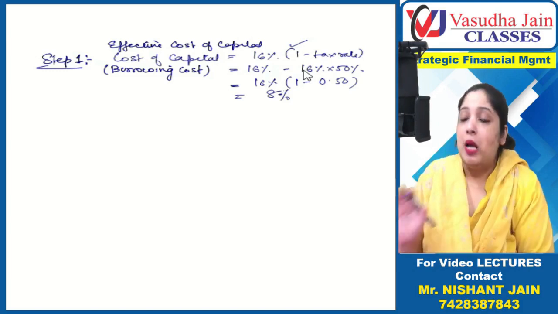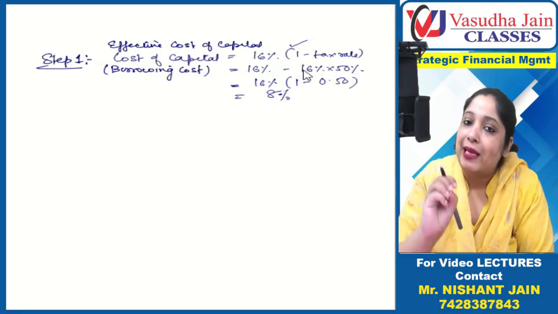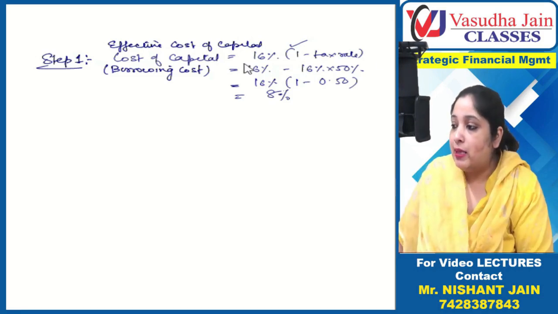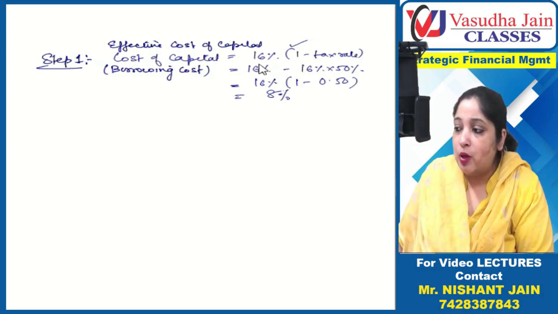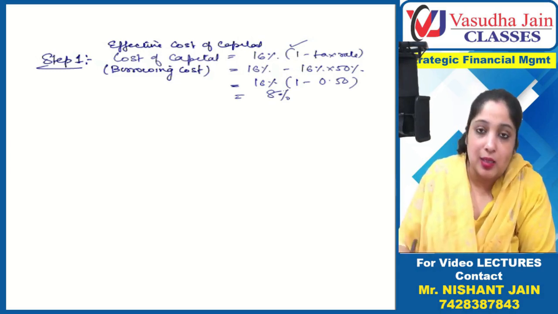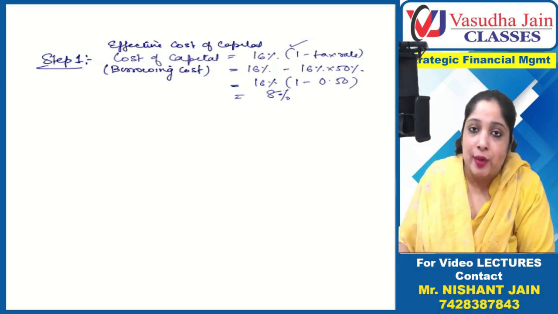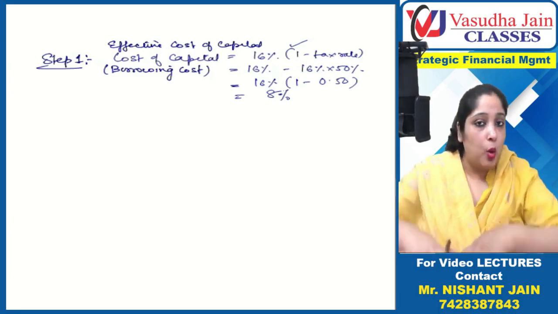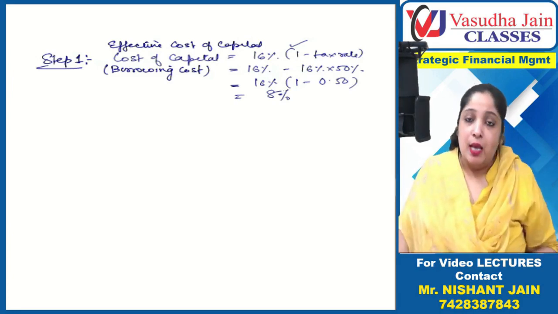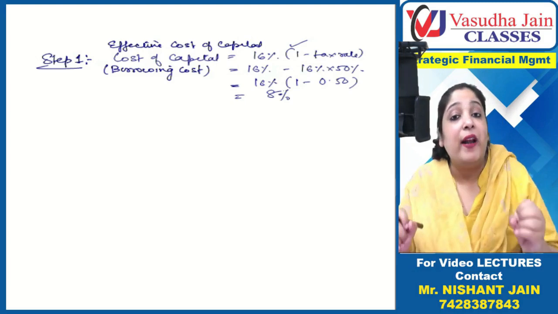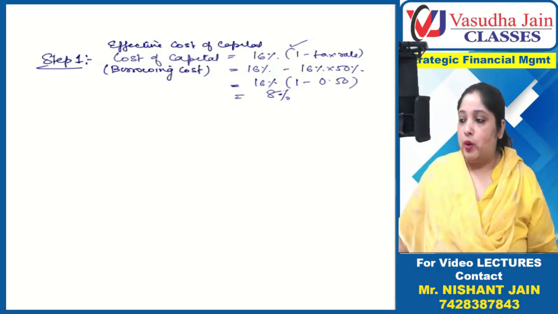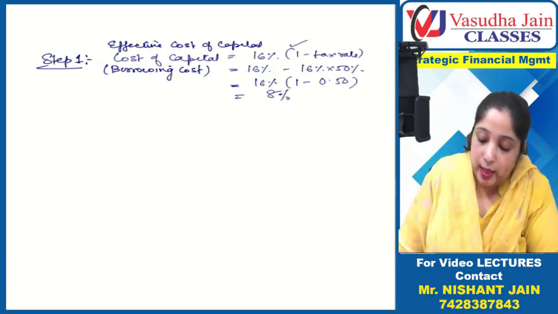Okay, now let us start. The question is a very smooth question. This formula you will not forget: whatever your borrowing cost is, that borrowing cost is multiplied by 1 minus tax rate. So I want to earn from the whole project 8% only. This is my cost of capital. This is my effective cost of capital.